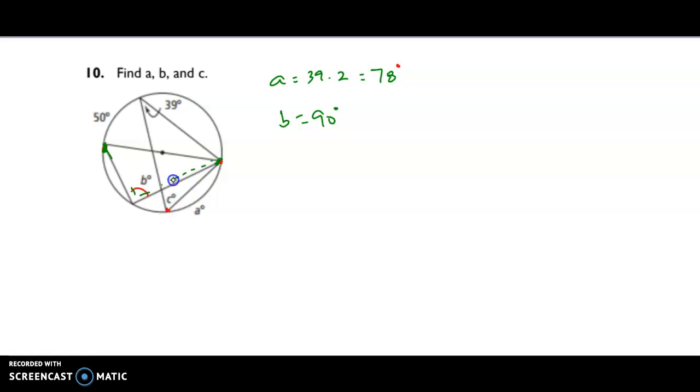For angle C, here's the inscribed angle right here, and here's the intercepted arc out here. Well, if this is 50 degrees, and we already know it's a semicircle, then this intercepted arc must be 130. And so C is going to be half of the 130, so that's going to be 65 degrees.